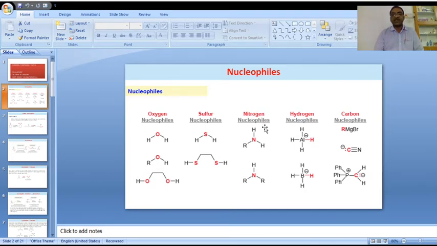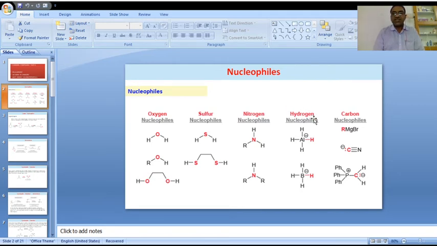Then nitrogen nucleophiles. This is the first example. What is this? RNH2, primary amine. Primary amine is a suitable example for a nitrogen nucleophile. Next example is R2NH, which is called a secondary amine. Secondary amine is also an example for nitrogen nucleophiles.